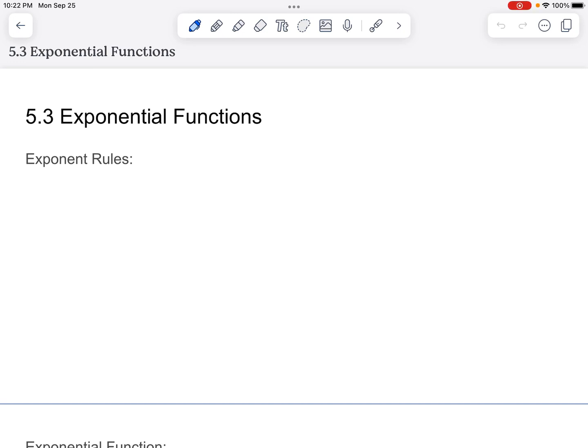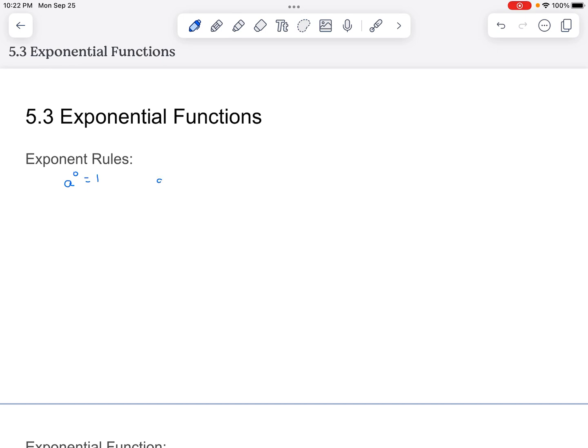We're going to be looking at exponential functions. With exponential functions, we first need to talk about the exponent rules. There's a couple different exponent rules. To start off with, anything to the power of 0 is going to equal 1.